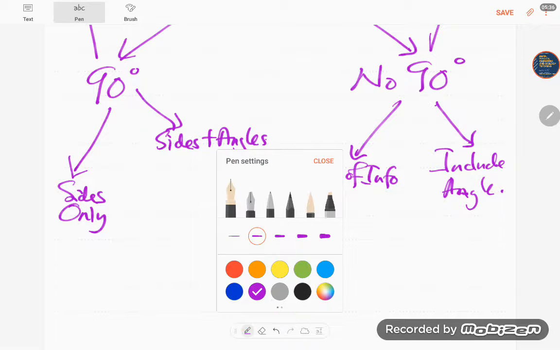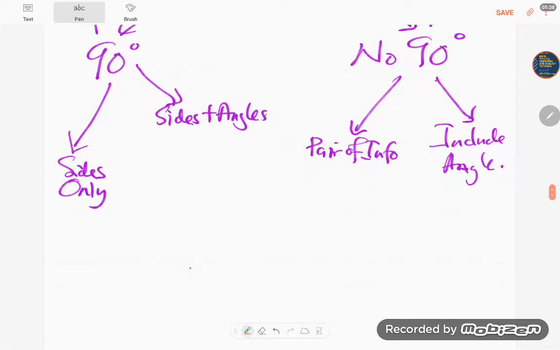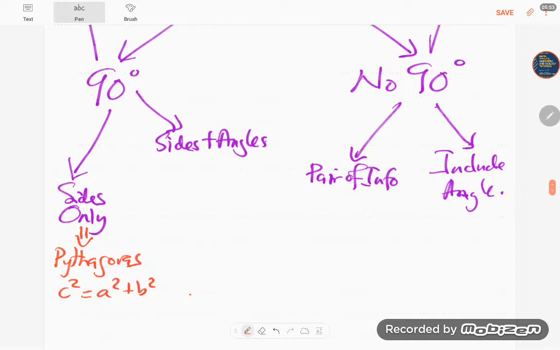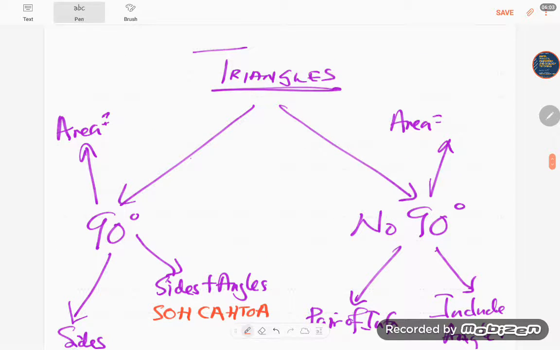Coming now to the theories themselves. When you have sides only, you're going to be using Pythagoras, so c squared equals a squared plus b squared. And when you have sides and angles, you're going to be using your SOHCAHTOA. And for the area, that's the only time that you can use half base times height, because you have a base and a height and they have to be perpendicular to each other. That's where the 90 degree comes in.